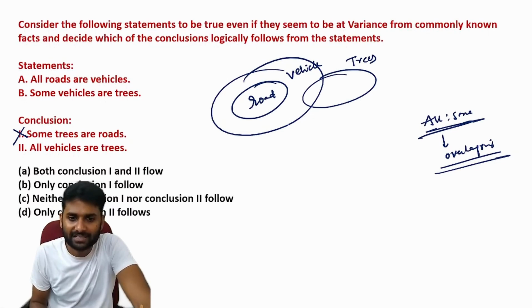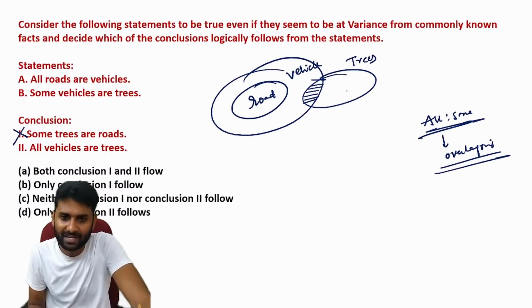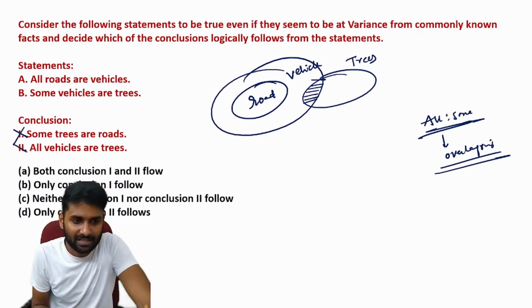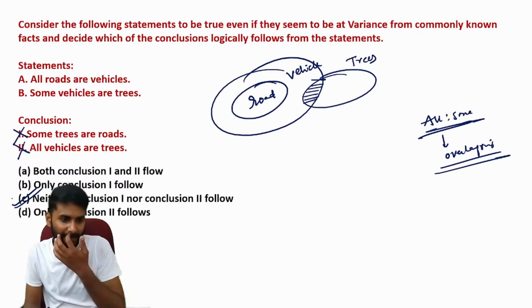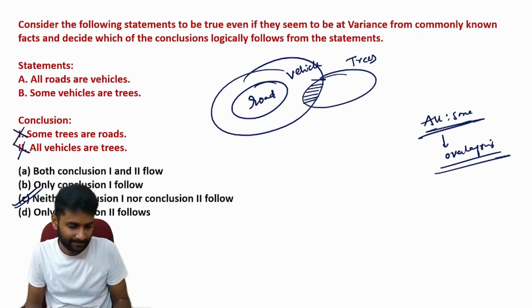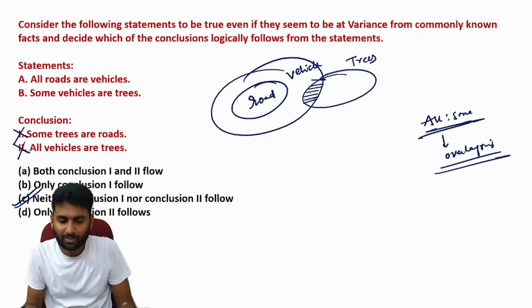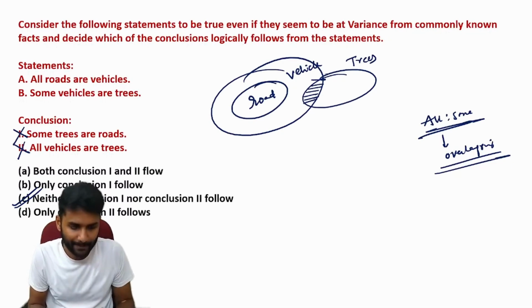All vehicles are trees, guys. All vehicles are trees, so you can see the some relation. Some trees are vehicles, some vehicles are trees, but all vehicles are trees is an invalid conclusion. So your answer is neither. See, some is all about minimum overlapping, all is all about entire overlapping.